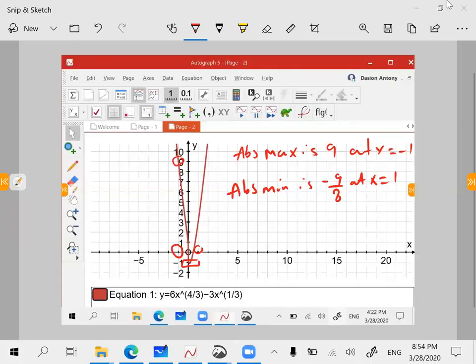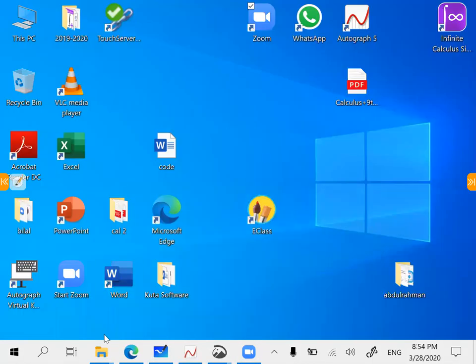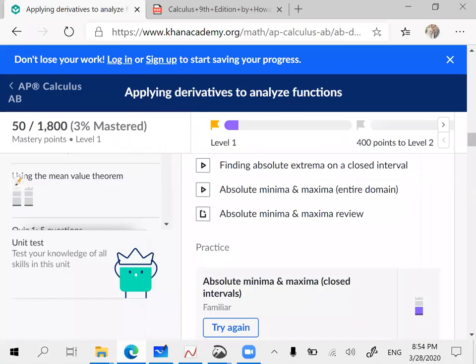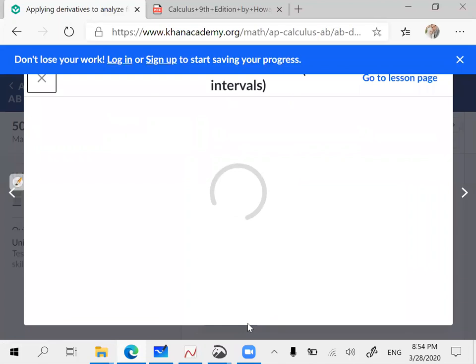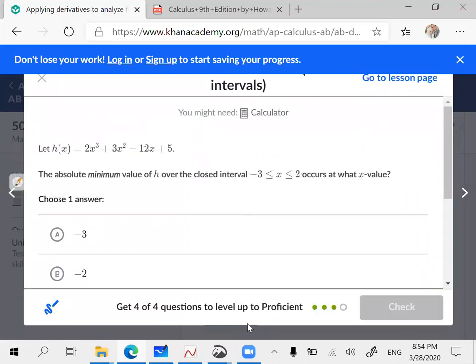More practice makes you more perfect. You can go to Khan Academy to be good and to be more ready for the AB exam. I will take here one example. Find the absolute minimum on the closed interval. It occurs at what value of x? Clear?